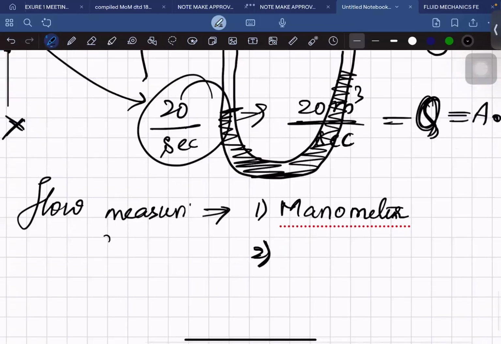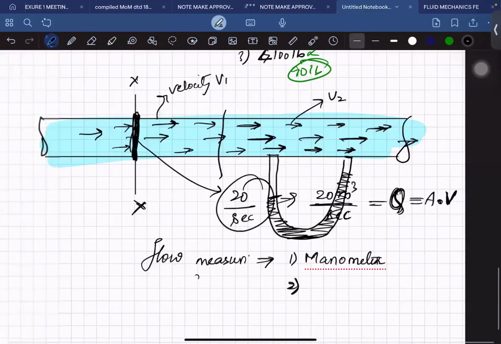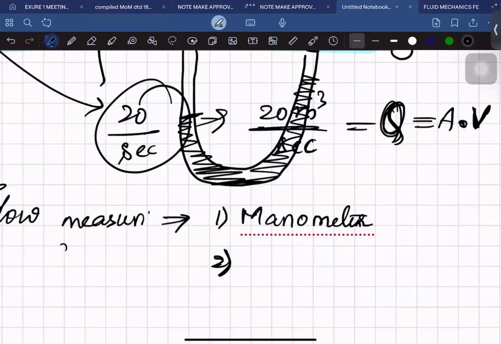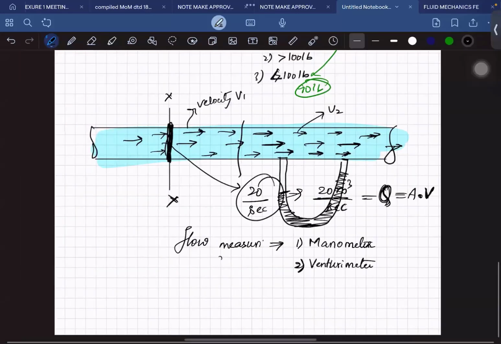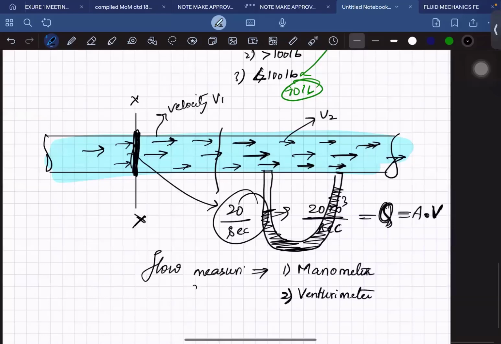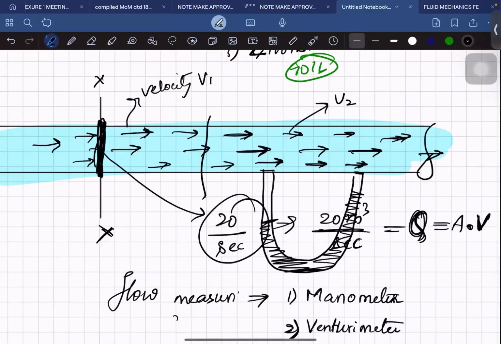But isn't it the Venturi meter? The pressure difference? Yes, you are almost right. There is another device, that is the Venturi meter. Yes, you're recalling the things, that is pretty good.